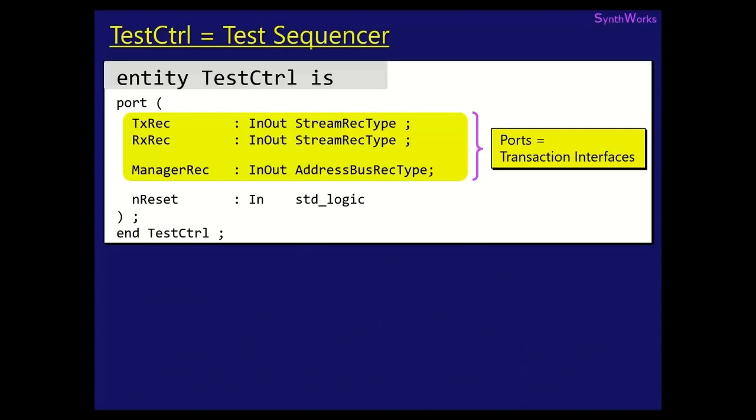All right, so our test sequencer, our next piece in our framework, is where we write our tests. On the entity interface of that, which we typically put in a separate file because there's one of those versus many test cases, it ports our transaction interfaces. So there are these address bus rec type and stream rec type.